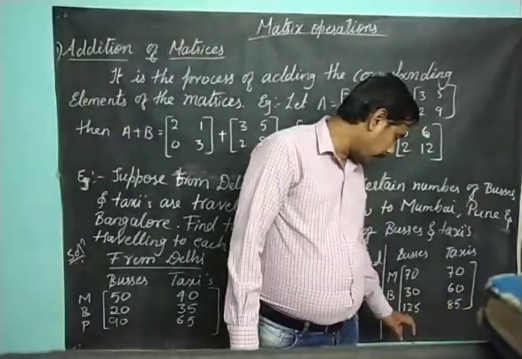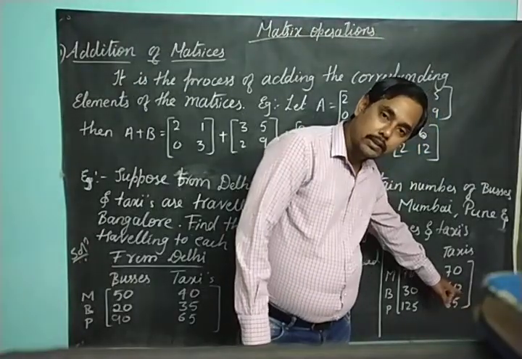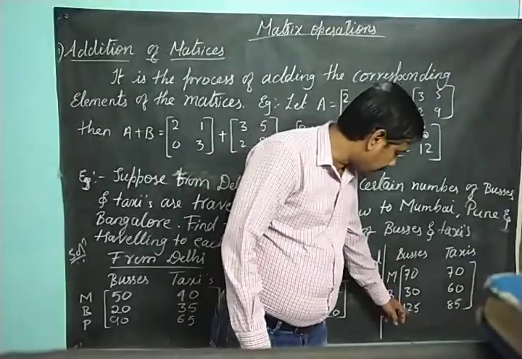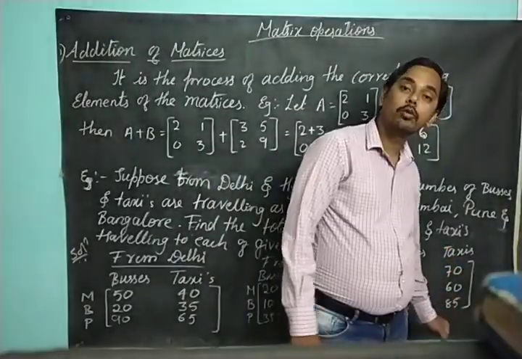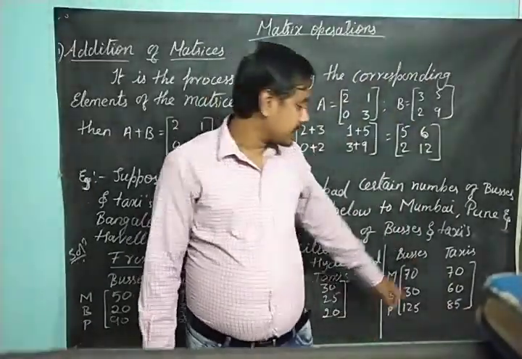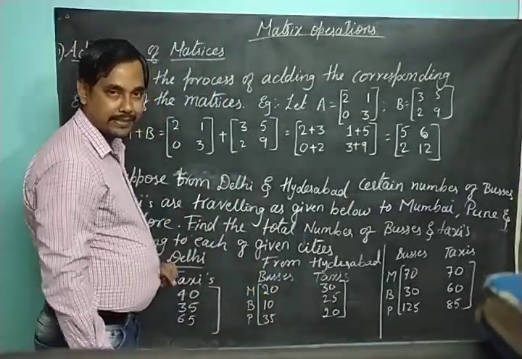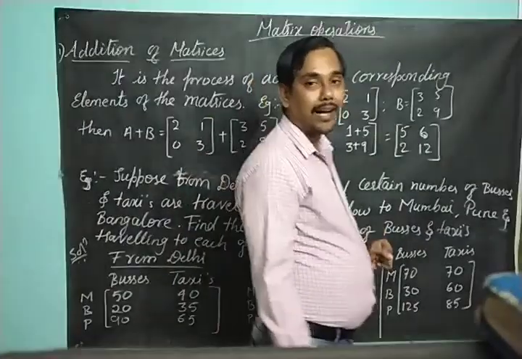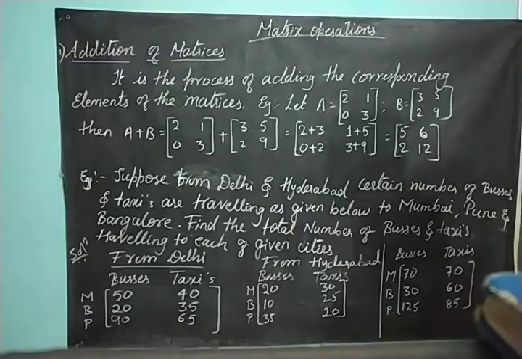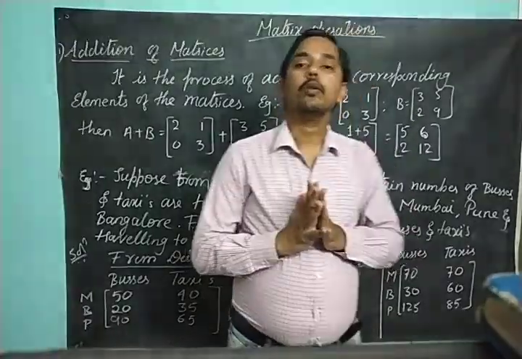So this matrix will give the information about the total number of buses coming to Mumbai, total number of taxis coming to Mumbai, total number of buses coming to Bangalore, total number of taxis coming to Bangalore, total number of buses coming to Pune, and total number of taxis coming to Pune. So this is the resultant matrix, which is nothing but the sum of these two matrices. In order to get the required answer, we need to add two matrices, which we have done, and we have got the result. Is that clear? So this is nothing but addition of two matrices.